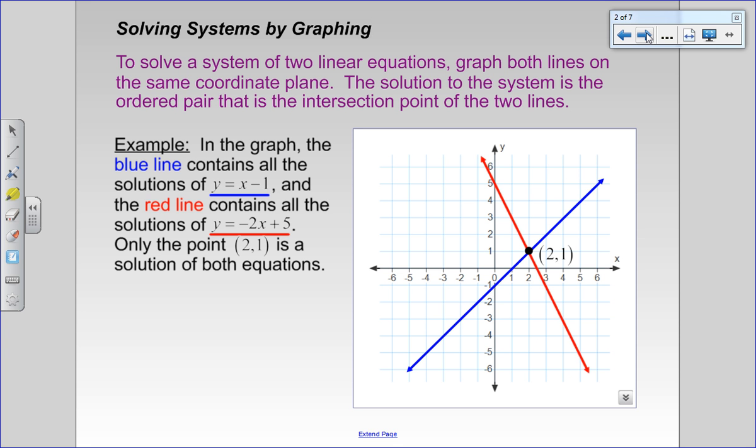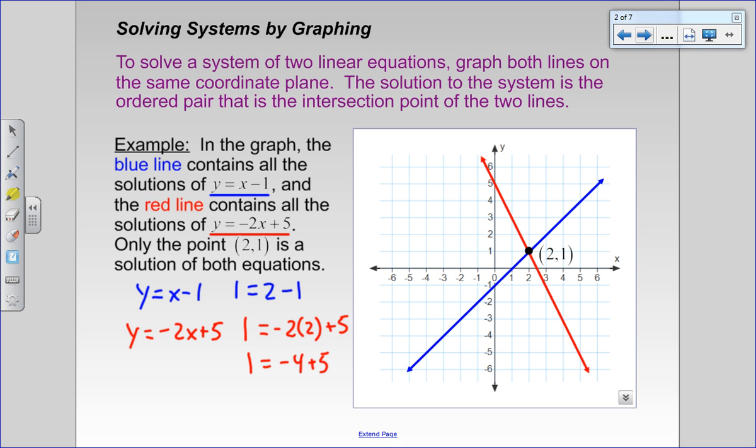And we can verify that it is a solution of the system by testing the point in both of the equations. So in the equation y equals x minus 1, if we replace y with 1 and x with 2, we see that the equation is true: 1 equals 2 minus 1. In the same way, in the equation y equals -2x plus 5, if we replace y with 1 and x with 2, we see that 1 equals -4 plus 5, which is also true. So the ordered pair (2, 1) is a solution of the system.